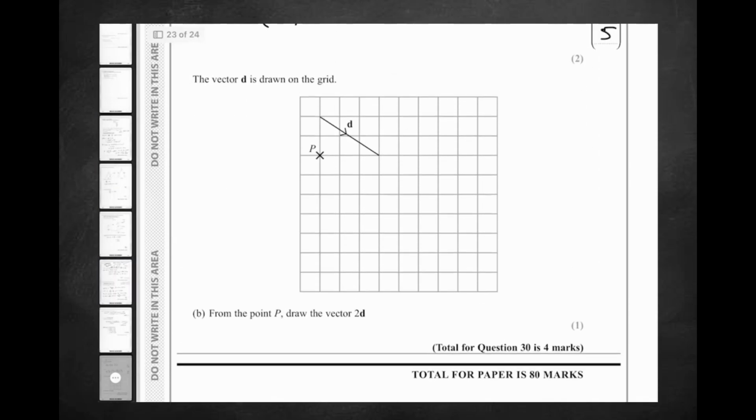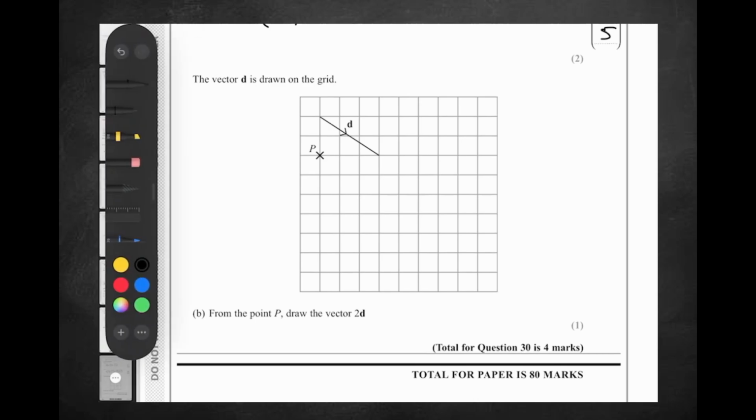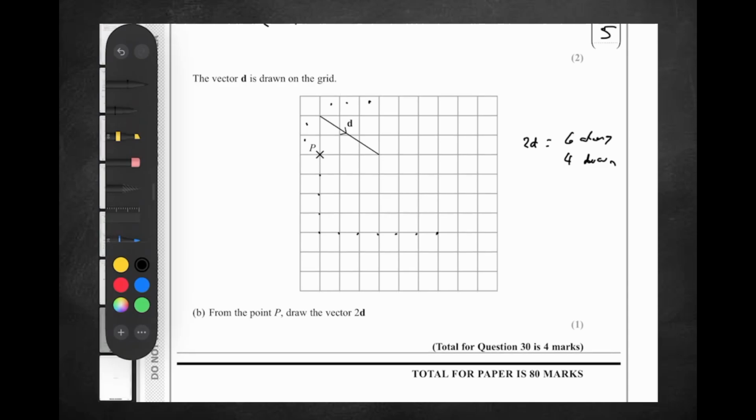And part C, the vector D is drawn on the grid. From the point P, draw the vector 2D. So D goes 1, 2, 3 along and 2 down. So 2D will be 6 along and 4 down. So we'll go 1, 2, 3, 4, 1, 2, 3, 4, 5, 6 will be the finishing point. And get my ruler out that I don't have. And we'll draw a nice straight line as best we can. And that will be 2D. Make sure we label it correctly.